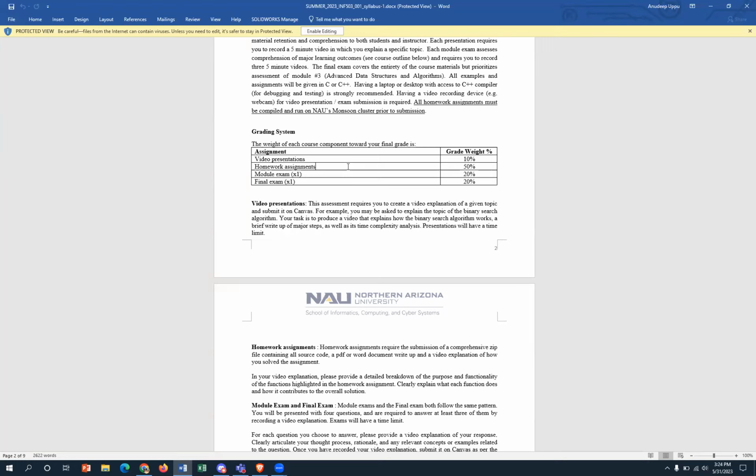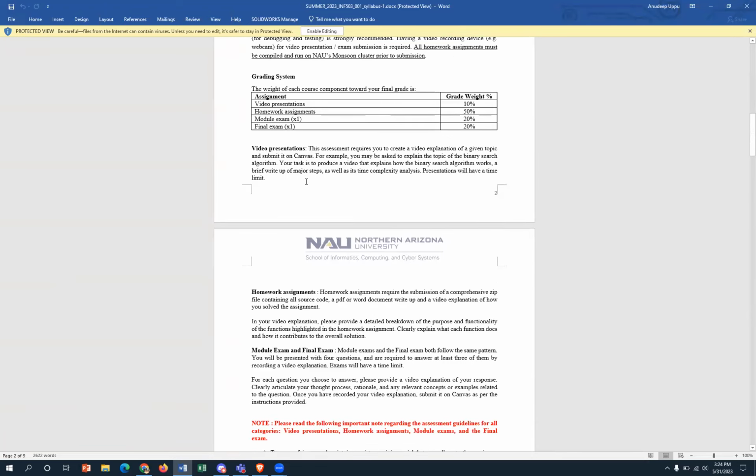For each and every question, the minimum time limit is 3 minutes and the maximum is 5 minutes. So if you're answering 3 questions, you can do it in 3 individual videos of 5 minutes at most, or just record a 15-minute video and explain all 3 questions. Any of that works. But always remember that it shouldn't exceed 5 minutes for each and every video. And the same applies to the final exam as well, which is worth 20% each. So this is how it would be going.